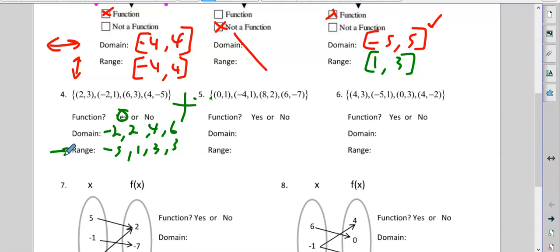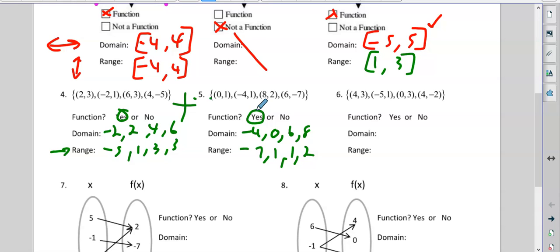All right, what do we have here? In order, we have -4, 0, 6, and 8. And in order here, we have -7, 1, 1, and 2. Again, you don't have to repeat those, but it's okay if you do. And since the y's repeat, that's okay.